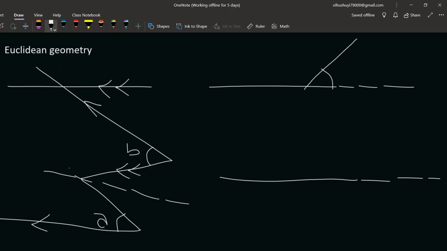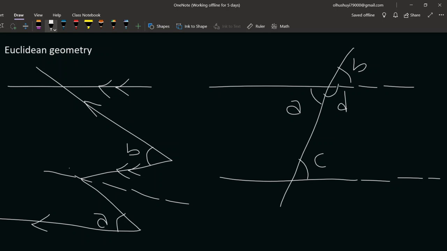What if we decide to make a line this way? I have A, I have B, I have C, I have D, and let me call this E. E and B are supplementary, angles on a straight line. The same thing with A and D. While A is equal to B, why? Vertically opposite angles. C and D, their angles within parallel lines, so they will sum up to 180.